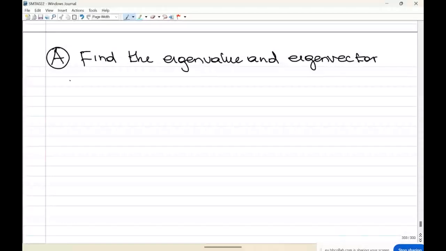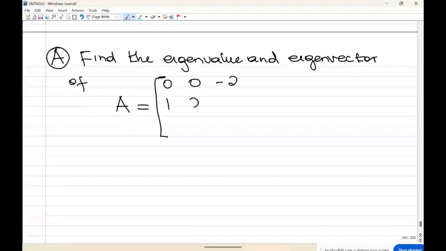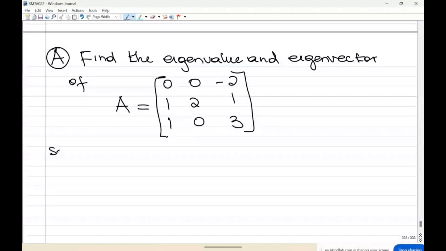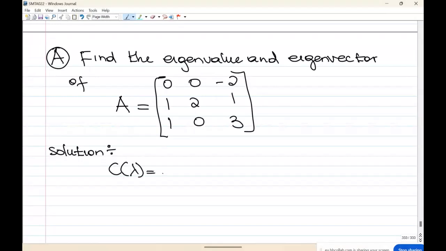I'm taking the very same matrix A. The first one, colleagues, where you have 0, 0, and minus 2, 1, 2, and then 1, and then 1, 0, and then 3. Are you still there? Yes. So according to the procedure, they said you must come up with your C lambda, meaning your C lambda will be equals to A minus lambda I. Can I get yes from you?